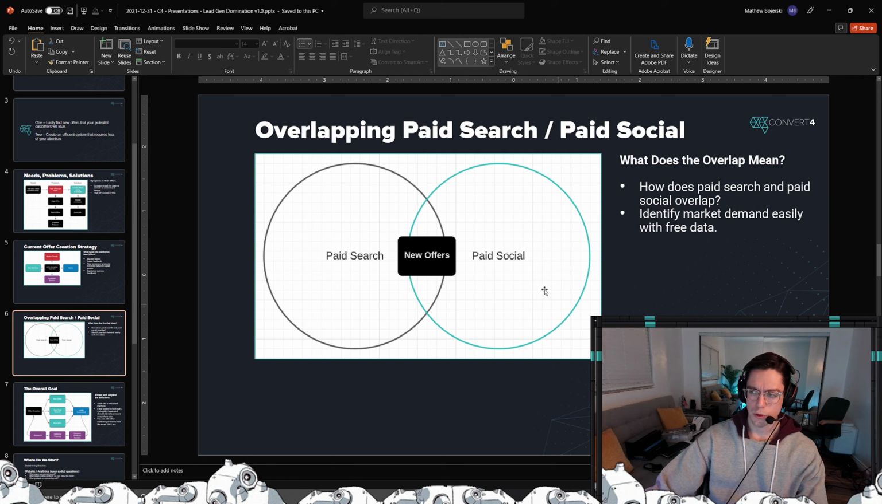Now for paid social, this isn't so much demand observed, this is more demand generated. So the way paid social typically works in a lead gen based business is demand is generated based off of the amount of spend you have pushing towards that offer and the market's acceptance of the offer that you're putting out.